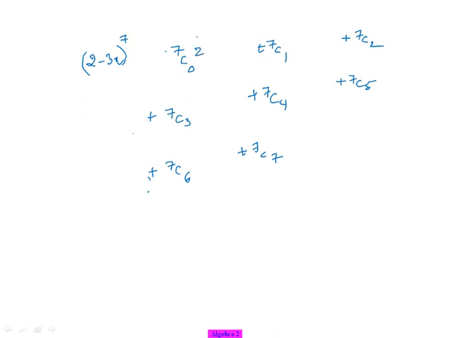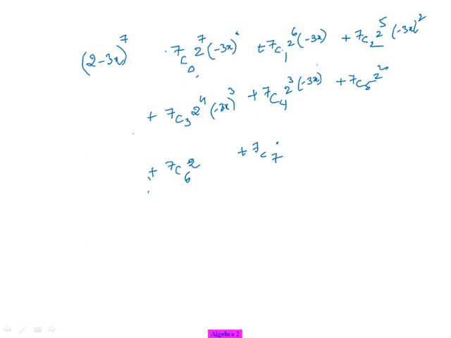Okay. The first term 2: 2 power 7, 2 power 6, 2 power 5, 2 power 4, 2 cube, 2 squared, 2 power 1 and 2 power 0. Now the second term, minus 3x. So minus 3x to the power 0, minus 3x, minus 3x squared, minus 3x cube, minus 3x to the power 4, minus 3x to the power 5, minus 3x to the power 6, minus 3x to the power 7.